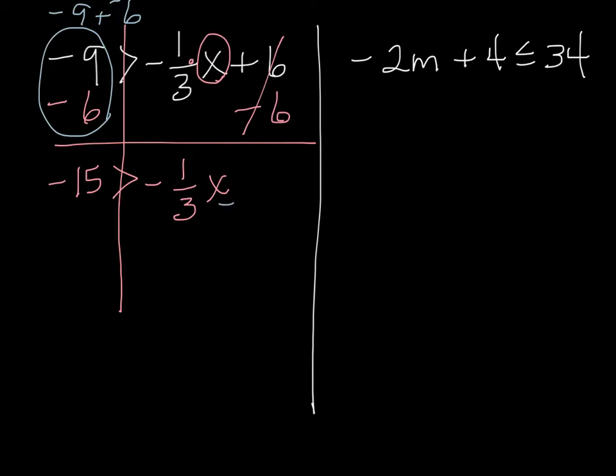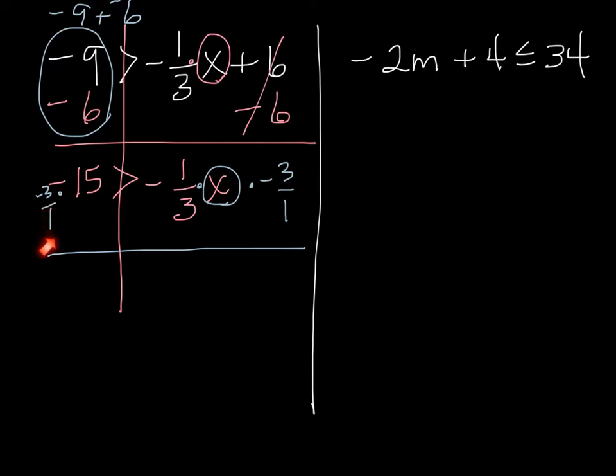Again, still wanting to get this variable by itself. Instead of dividing by negative 1/3, I think it makes more sense to multiply by the reciprocal. So that reciprocal is still going to be negative, but we're going to be multiplying both sides by negative 3/1. At this point, I'm hoping that you recognize that this problem is a little bit different in the fact that we are multiplying both the right side and the left side by a negative.